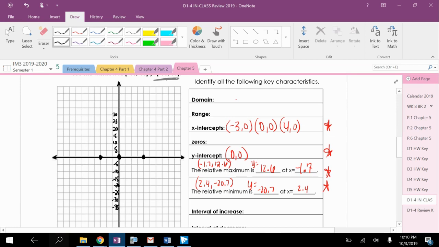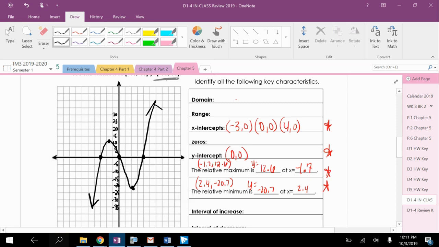So let's go ahead and graph that. So I have 12.6 when x is negative 1.7. So here's negative 1.7. Go up 12.6, which is like maybe right here. And then we have 2.4. So 2.4 down 20.7. So 5, 10, 15, 20.7 is maybe around there. And from left to right, connect the dots. So I'm going to connect the dots. Here's our max. Here's our min. And it goes up. And then let's just finish that graph off.